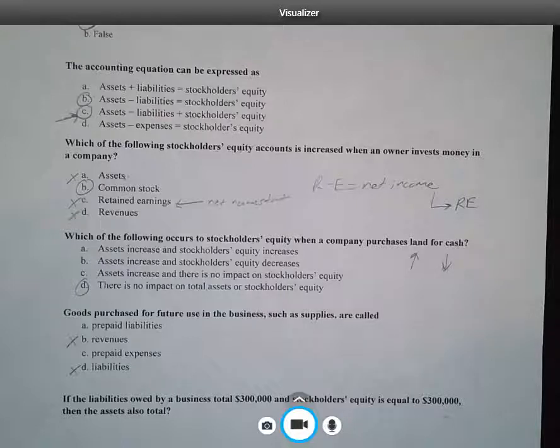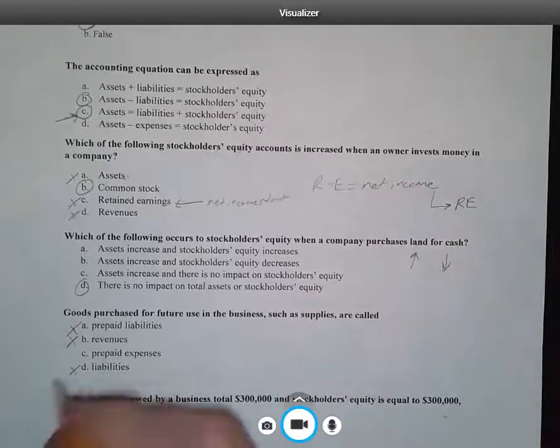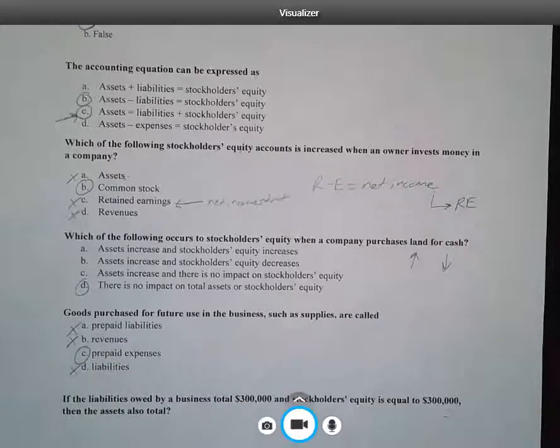Let's see here. Prepaid liabilities. I'm not sure what that is. I'm sure if I thought about it long enough, I could come up with it. Prepaid expenses. That's our answer right there. As we use those supplies, we're going to expense them. Therefore, when we have not used them, when we just purchase them for future use, they are prepaid expenses or future expenses. If that's confusing to you, you really need to study this concept of prepaid expenses. It can sometimes cause problems.